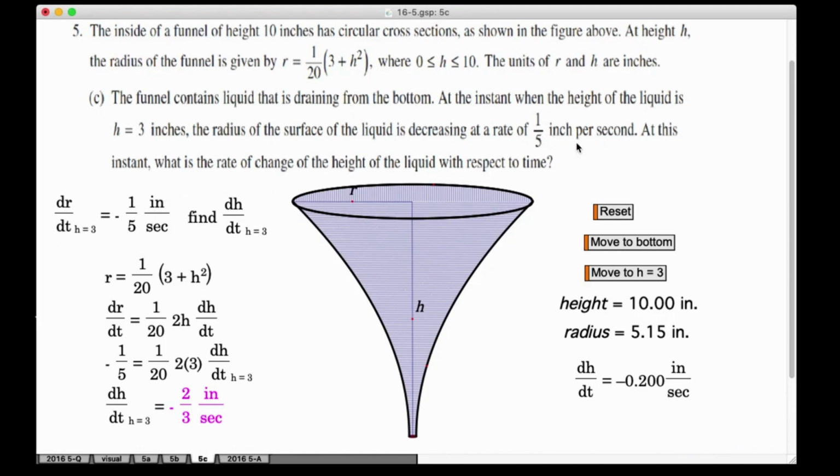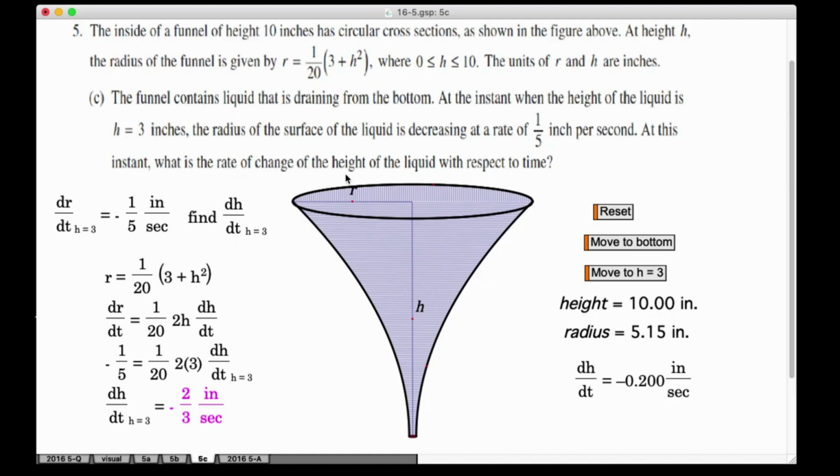And if you notice the units, inches per second, dr, radius is in inches, dt, time is in seconds. So the units work out nicely here, okay? And so it says at this instant, in other words, when the height is 3, they want to know what's the rate of change of height.